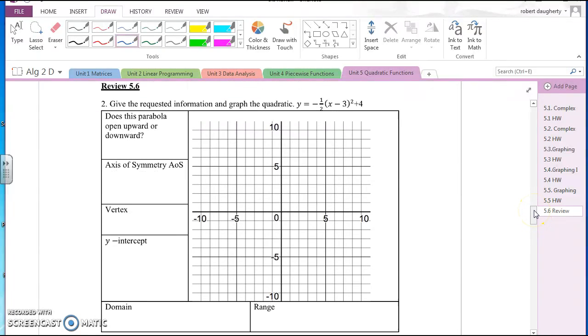That's our complex numbers. We'll come back with doing some graph of quadratic functions.